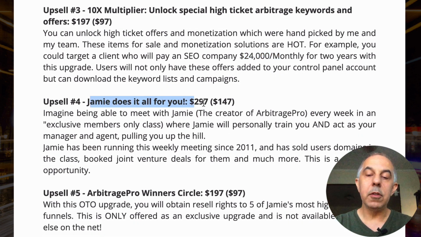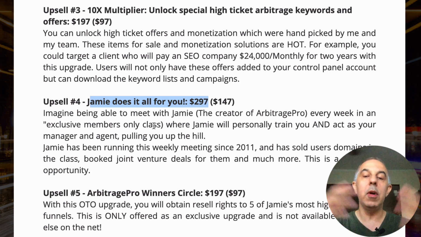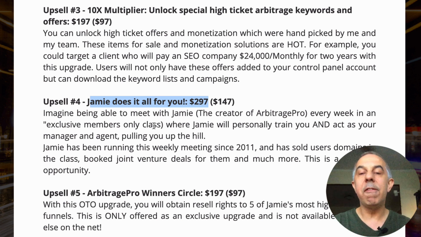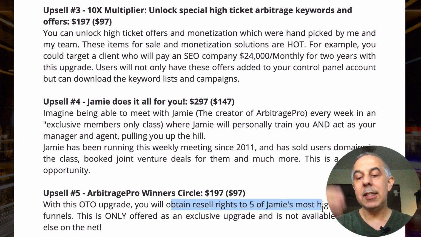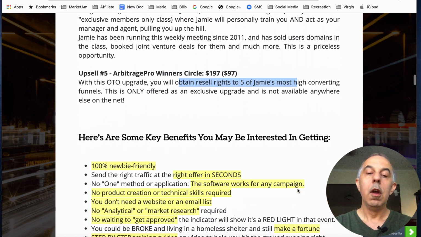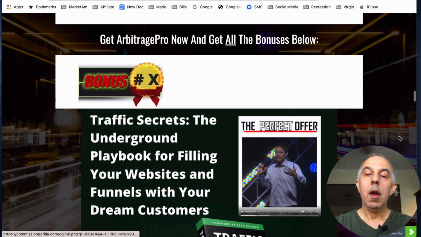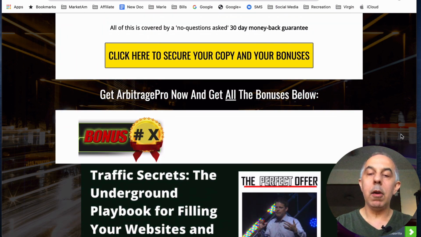Jamie does it all for $297. He's going to have webinars where you get on and see what he does. He's going to kind of do it for you and then hand it over. And then the winner circle here, of course, is when you get the resell rights to 5 of Jamie's highest selling and highest converting products. There are some bonuses. It doesn't matter which one you buy.